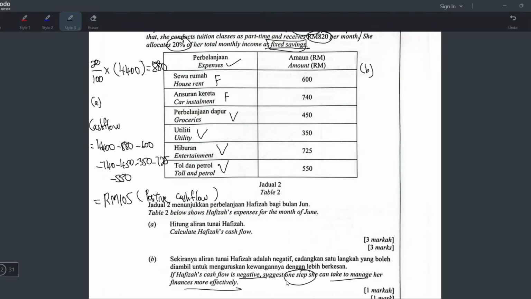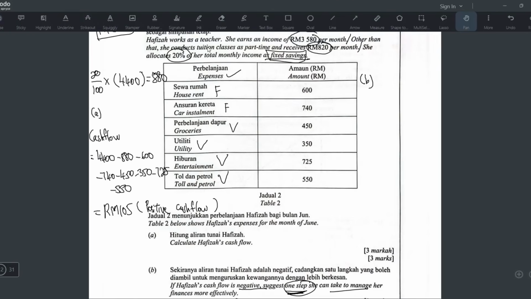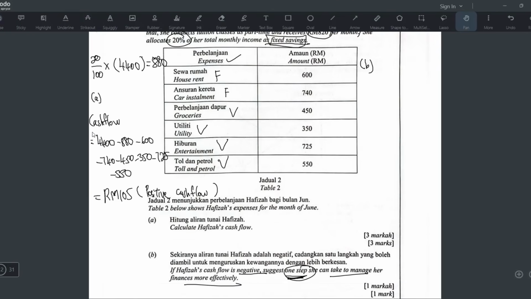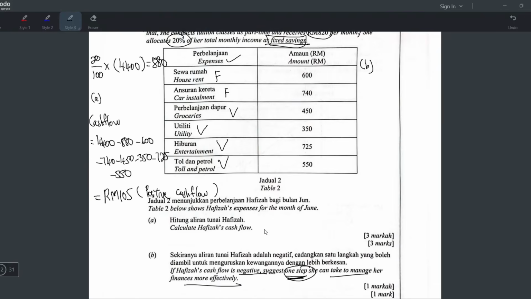But this question only asks for one step. Yeah, they only ask for one way. So we just mention one. But I don't think I'll mention the part time because there are other part times in it. So I think the best way to answer is reduce the expenses, and not the fixed expenses, the variable expenses. Alright, if you look at all the variable expenses, they are already specific, they told us everything. So we can try to reduce the highest variable expenses.